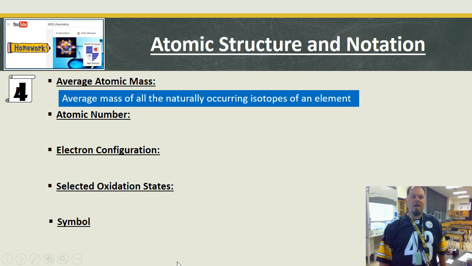Little quick review, average atomic mass. This is the average mass of all the naturally occurring isotopes. There's a whole video on that statement.